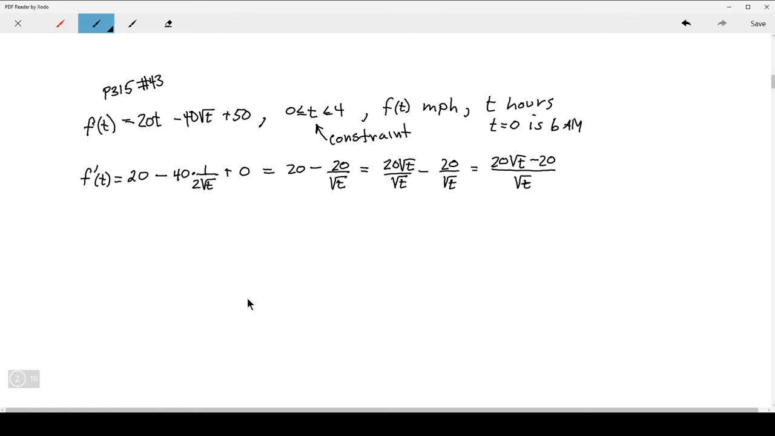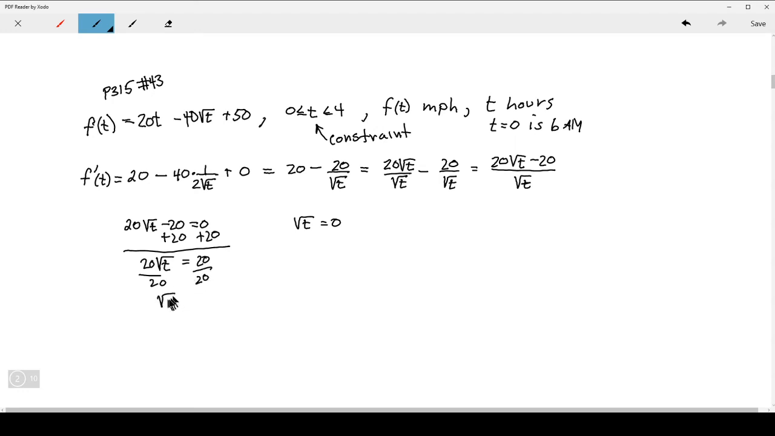Now in order to find the critical points, again, this is a rational function, so I have to look at the top and the bottom. I take the top, 20 rad t minus 20 equals 0, and I take the bottom, rad t equals 0. If I solve this one, I have 20 rad t equals 20. Divide both sides by 20.